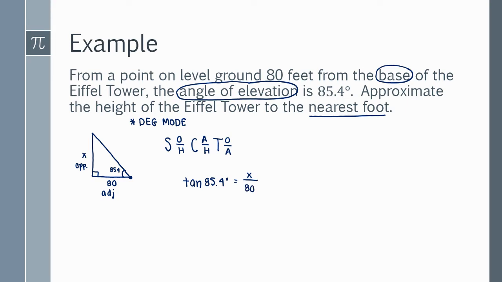So to get x by itself, we just have to get rid of that denominator. We're going to multiply both sides by 80. That gives you the x that you want. And then go ahead, put that into your calculator. We want to round to the nearest foot. And so in the calculator and rounding, we should get 994 feet as our final answer.